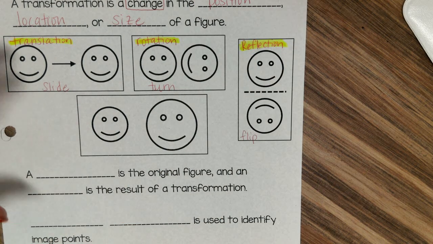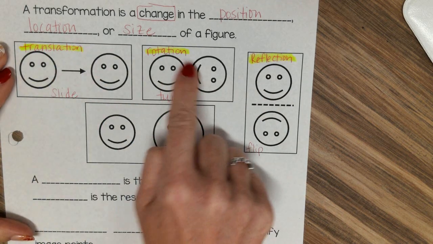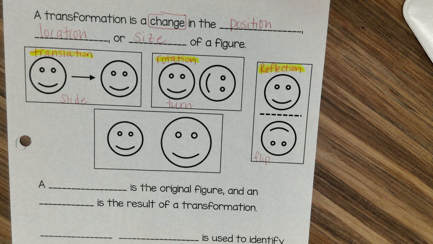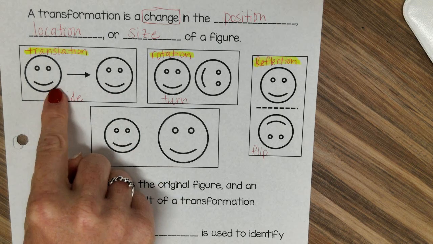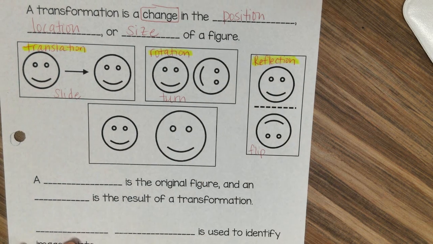Okay, now these 3 have something in common. These 3, a translation, a rotation, and a reflection, have something in common. And what they have in common is that they keep the shape the same size. Do y'all see that? A translation, did it change the size? No. Nope. Did a rotation change the size? No. Did a reflection change the size?